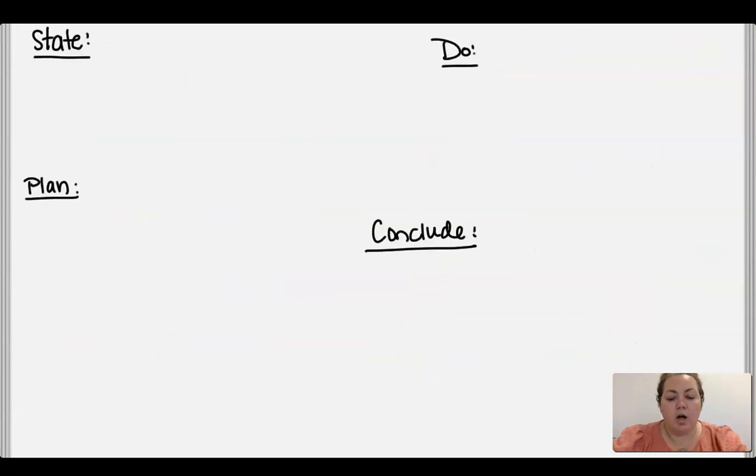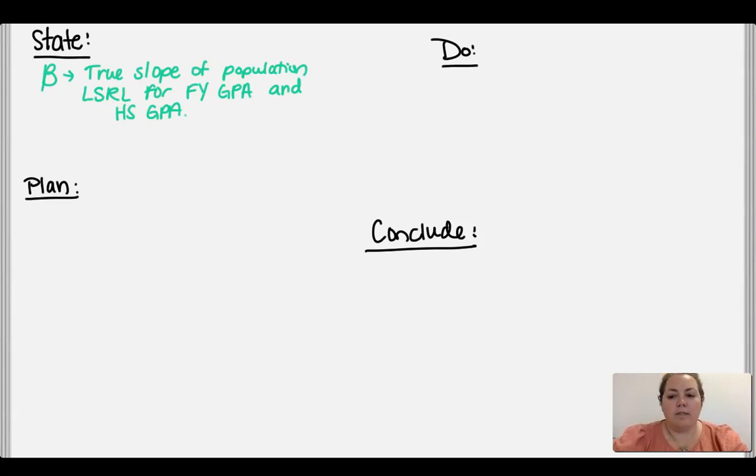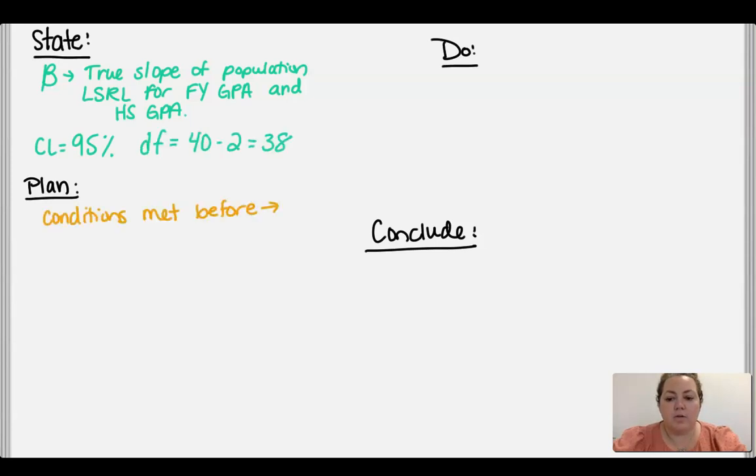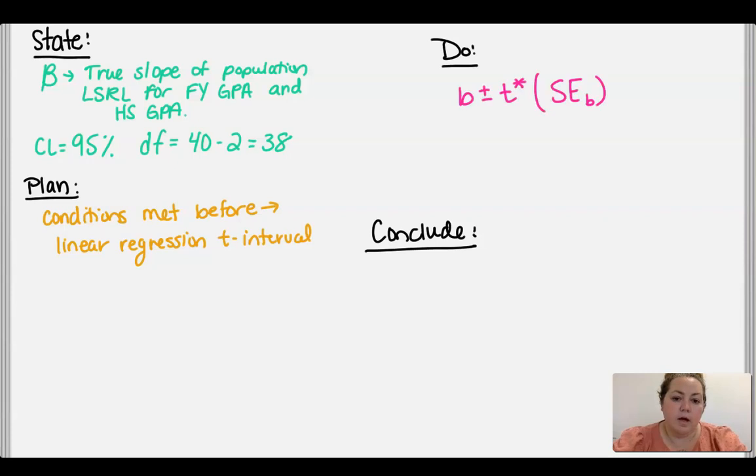All right, and then we're going to also do an interval with this same data set. So state, our parameter has not changed. We're doing a 95% confidence interval, and degrees of freedom is 38. Conditions were met before. We're going to do a linear regression t interval. So our formula is our statistic plus or minus our critical value times the standard error of our statistic. Our statistic is all about slopes here, so b plus or minus t star times SEB.